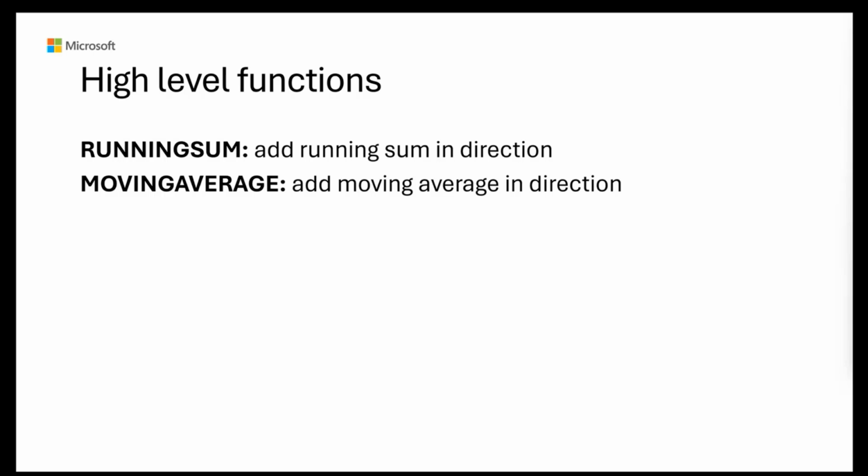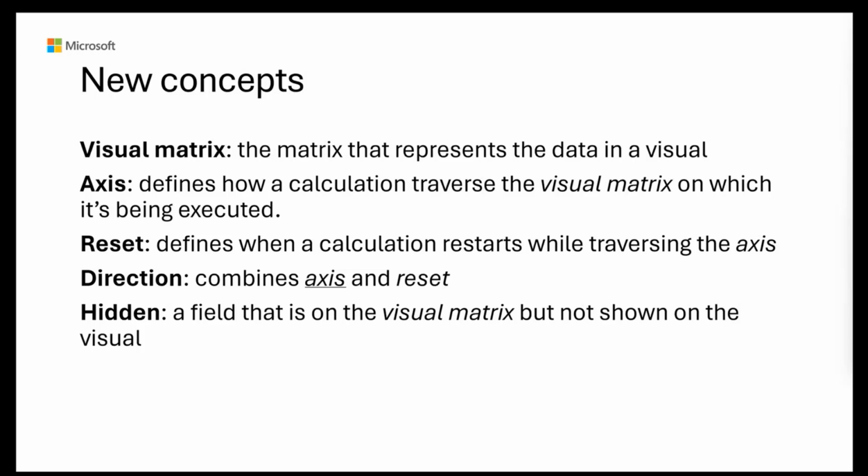So then we have a couple of new concepts in here. Visual matrix, we already talked about that at length. We're going to skip over that. Axis, we're going to spend a little bit of time. Reset as well. Direction is just a combination of axis and reset. And then hidden is the final new concept, which we already talked about, where you allow things to be shown on the visual matrix, but not necessarily on the visual.